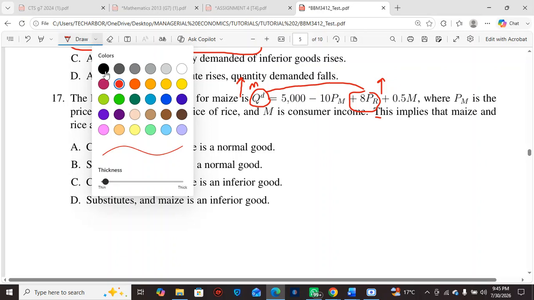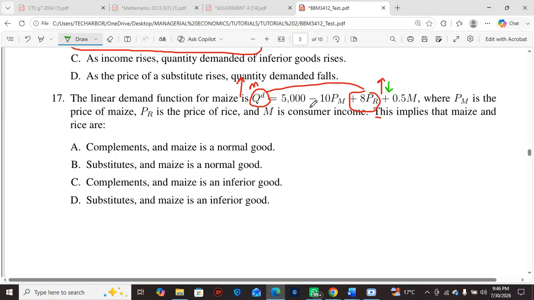If the price drops, people buy more rice and stop buying maize. So quantity demanded of maize will fall. So we've seen they are substitutes.